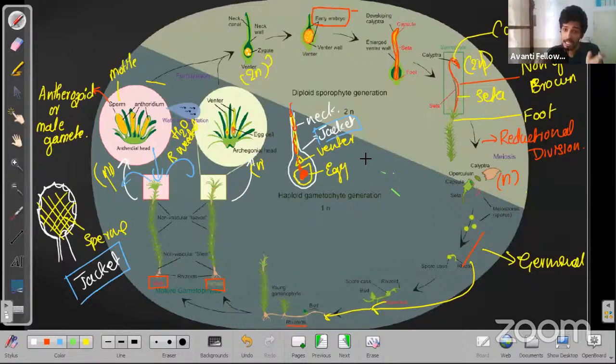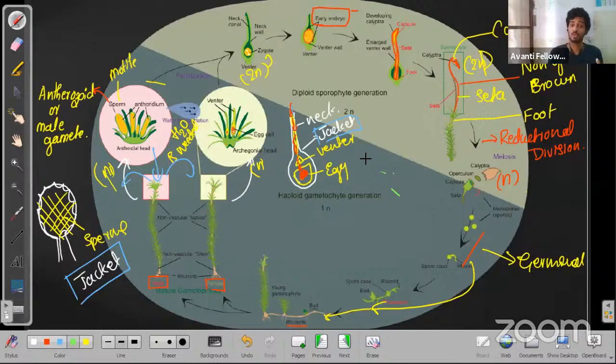And remember the other scenario. Only the gametes are there, and there is no gametophyte. Then will the sporophyte come or not? No, it can't come. What is the reason for that? Because the development of the sporophyte needs energy, which is taken from the gametophyte.